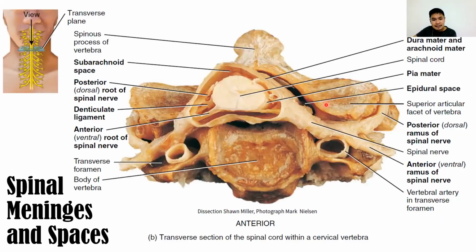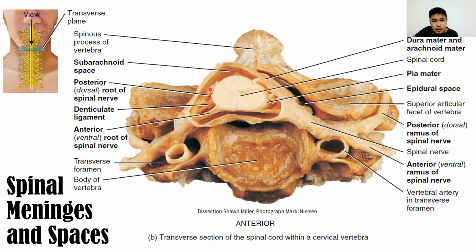Okay, so here is a transverse section of the spinal cord within a cervical vertebra. So let's get oriented with the picture. This is the spinous process, posterior. This is the anterior. Okay, so you have here the spinal cord. This is the dura mater and arachnoid mater, because this is not fresh, so they are close to one another.